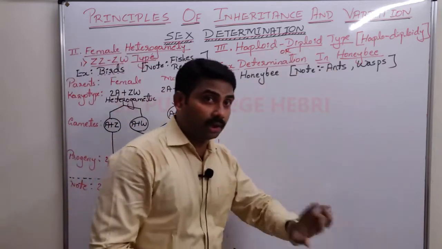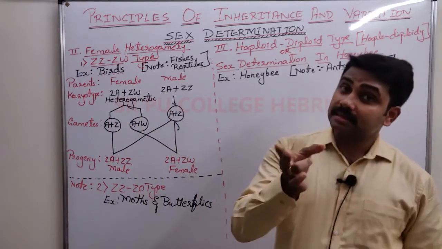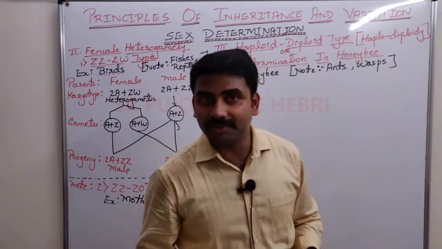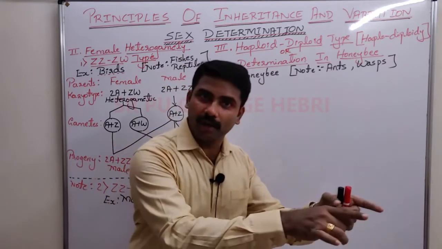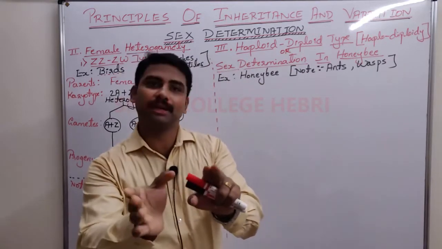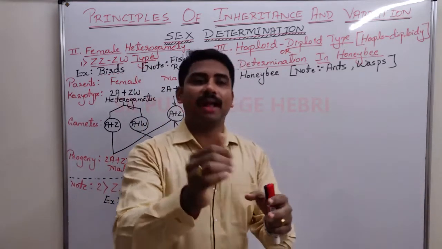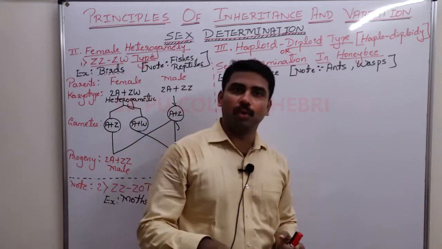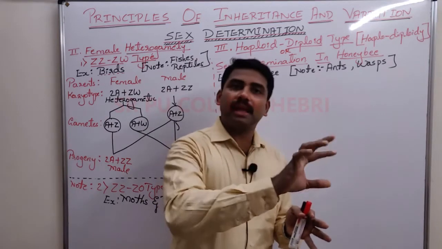A very important 5-mark question also. Try to understand here. The set of chromosomes will determine the sex of the progeny. That means whether the individual is haploid or diploid. Haploid means honeybee male. Diploid means honeybee what? Female.